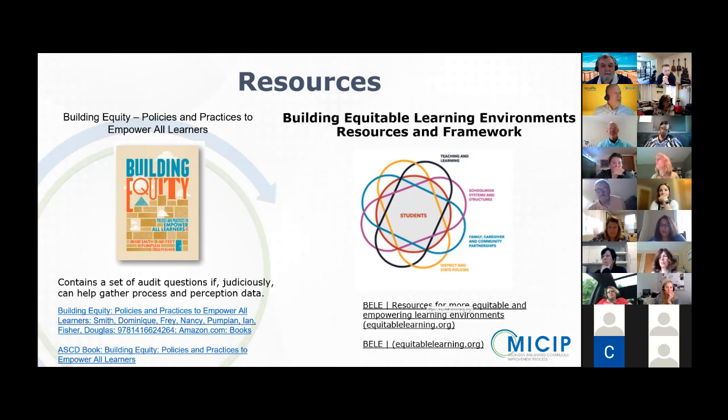And then on the right side here, again, when we're talking about equitable learning environments, how do we approach that? What might be an equitable way to approach that topic? And the last link on there, again, is the actual framework, and then the other resources support that framework with a little bit more detail.